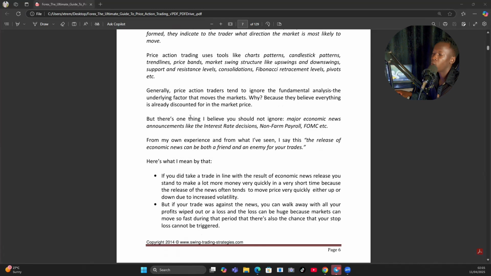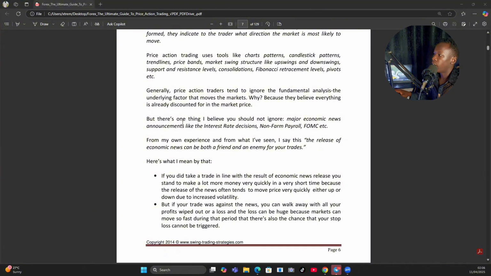Fundamentals, that's news, NFP. This is why they say, because they believe anything is already discounted for in the market price. That's why I said what the market ever did in the past, it will do it in the present. So that's why we ignore that. This is what these statements mean.